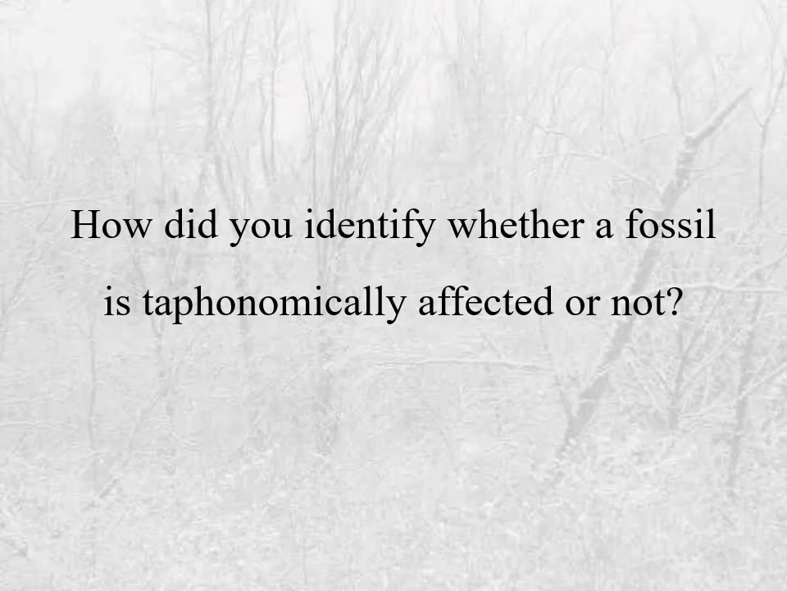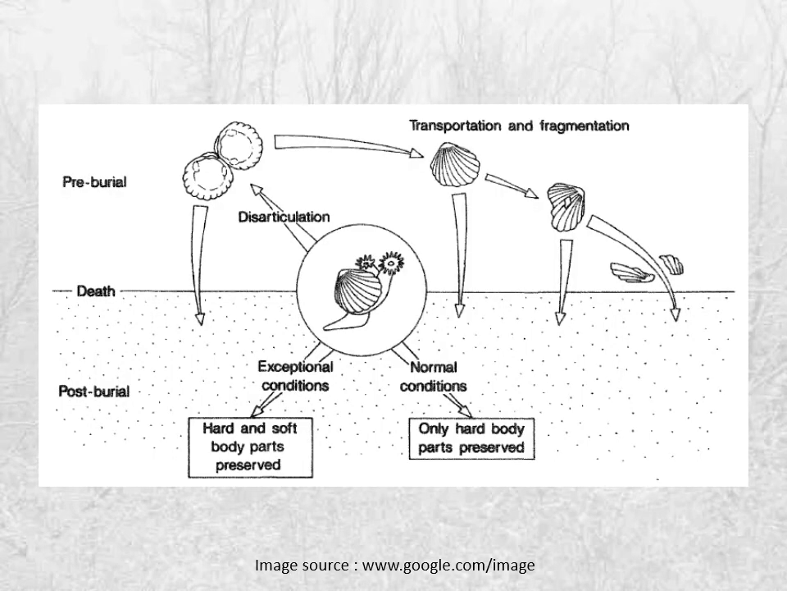How do you identify whether a fossil is taphonomically affected or not? Suppose you are getting a fossil assemblage in a rock record, and you want to study whether it is taphonomically affected. There are some simple tools, simple evidences by which you can identify this. Suppose this is a bivalve, two valves joined in this portion. In normal conditions the soft part is decomposed and only the hard part of the body is preserved. In an exceptional situation, the entire organic body is preserved, that is, both the hard and soft parts are preserved.